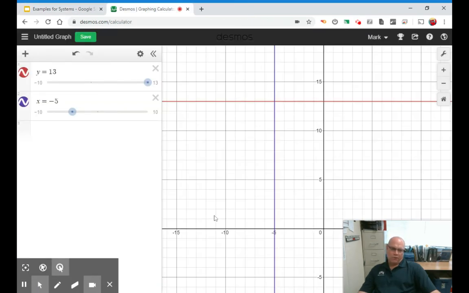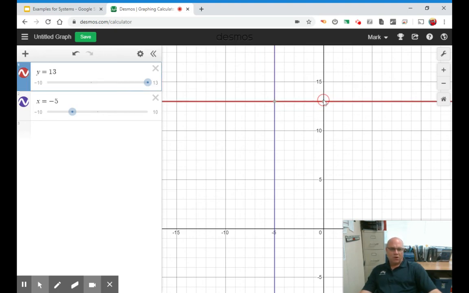All right, how were you with your predictions? So the line y equals 13, that is just a horizontal line. And that makes sense. If you think about y equals mx plus b, what's the slope of a horizontal line? That's right, it's 0. Okay, so y equals 0x plus 13, because there's our y-intercept. That would be the equation, but we don't need to write 0x, because 0 times any number is always going to be 0. So that's why it's just y equals 13.